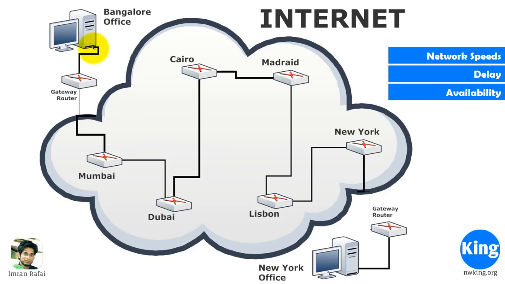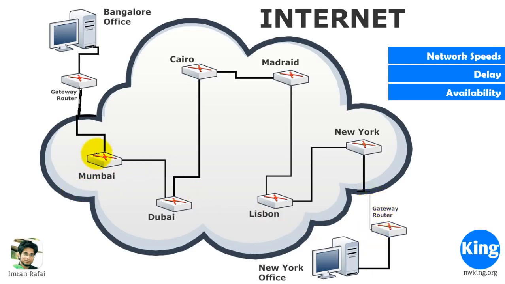Now, even if I have a very high speed connection, your data throughput between your Bangalore and New York office will depend on the slower connections in between. Even if I had a very high speed connection, a 100 Mbps line in Bangalore, it can only travel at the speed of the slowest link in between. So our slowest link is the 10 Mbps line that we have here. And from the New York office to the Bangalore office, the maximum it can do is the 1 Mbps line that we have in New York. So this is how it works.